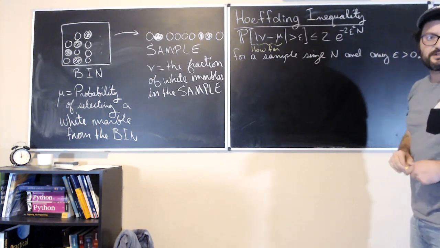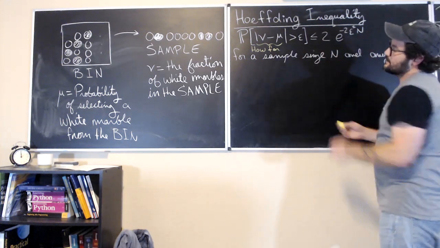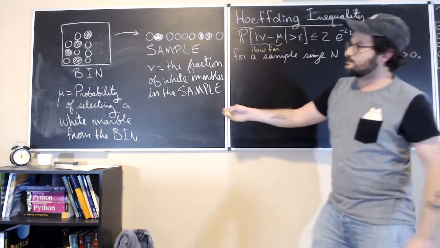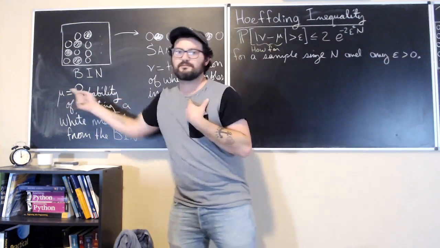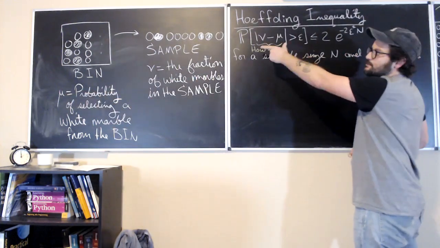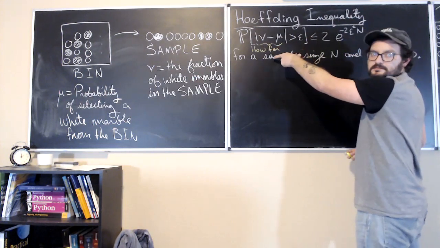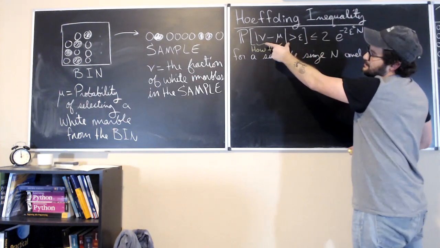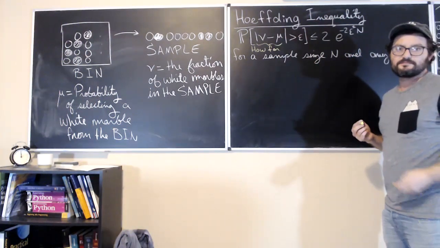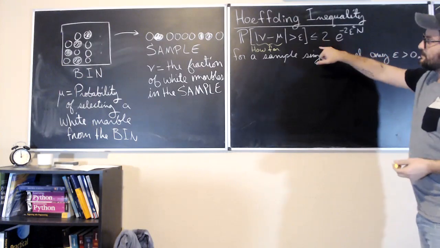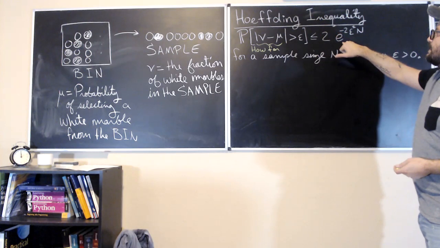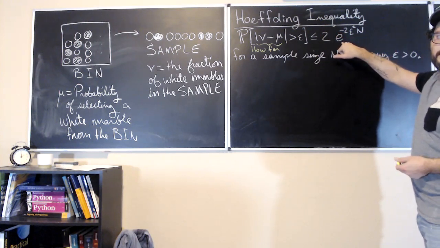So this is like a bad thing. We don't want nu to be far from mu in this case. Our hope is that this is a close approximation to that. So this is like the opposite of that. This is bad. We want this probability to be small. We want this distance greater than epsilon to be unlikely. We don't want that likely to happen. So that's good because this probability is bounded above by a negative exponential, right?